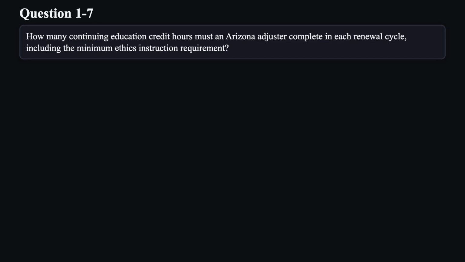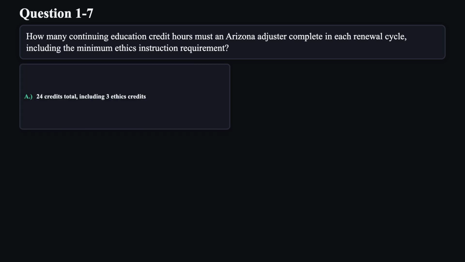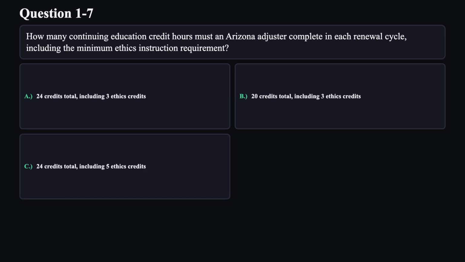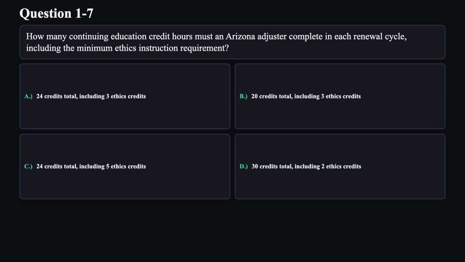Question 7. How many continuing education credit hours must an Arizona adjuster complete in each renewal cycle, including the minimum ethics instruction requirement? A. 24 credits total, including 3 ethics credits. B. 20 credits total, including 3 ethics credits. C. 24 credits total, including 5 ethics credits. D. 30 credits total, including 2 ethics credits.